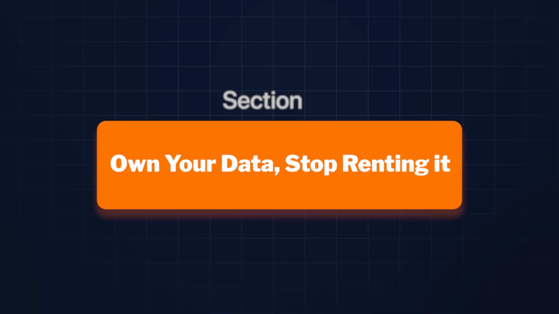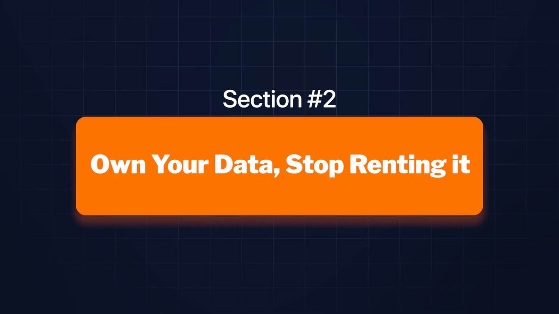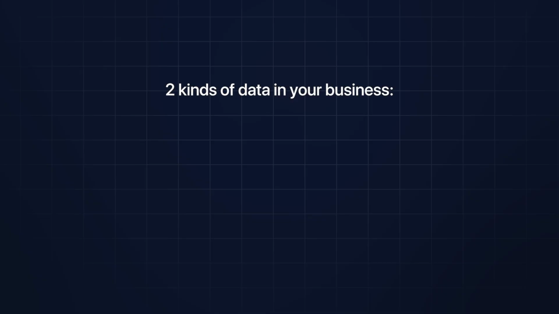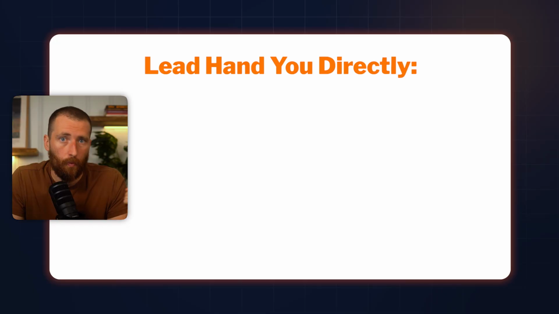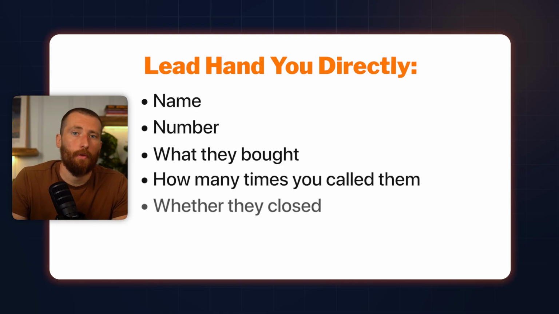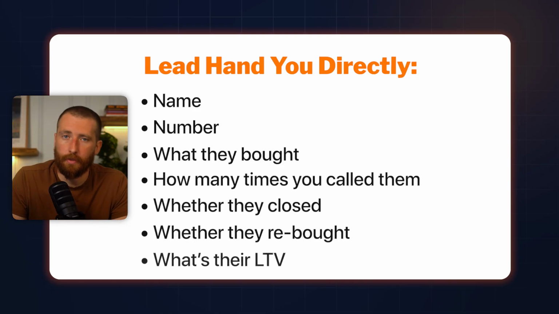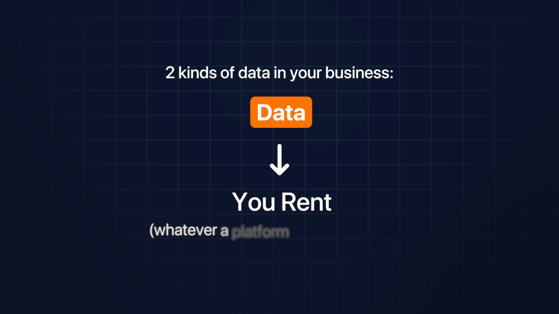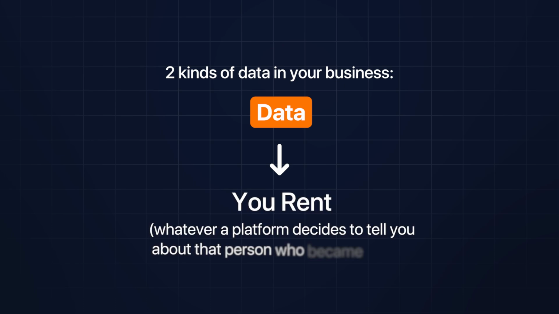So now you know the numbers that actually matter when you think about your business. Here's the question almost nobody actually asks next, but should. The data behind that number, do you actually own it to create that number, or are you renting it? So this one took me a long time to figure out, so let me save you some years. Here's the two kinds of data in your business. There's the data that you own, what your customer and your lead hand you directly. Their name, their number, what they bought, how many times you called them, whether they closed, whether they rebought, what's their LTV. And there's data you rent, whatever a platform decides to tell you about that person who became a lead.